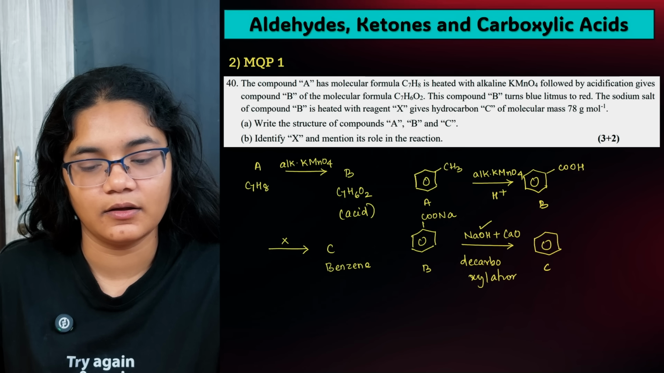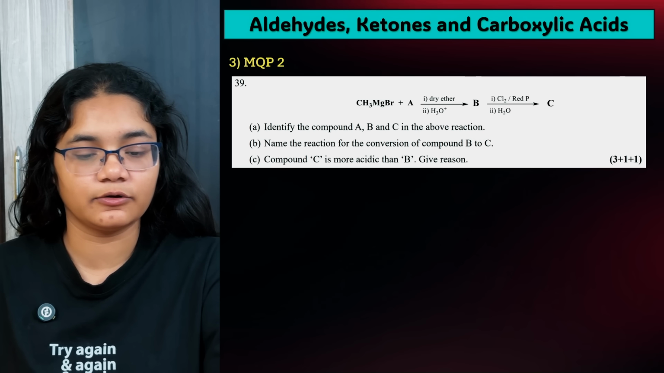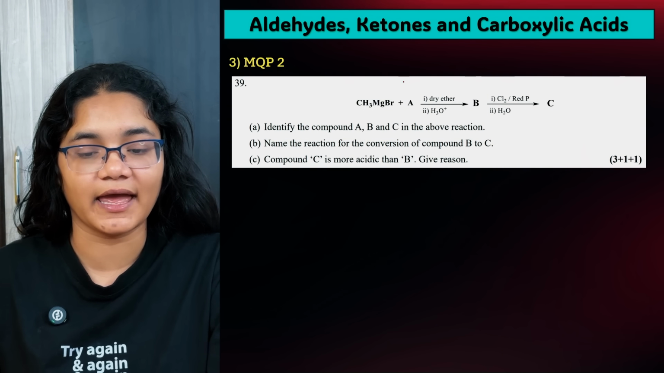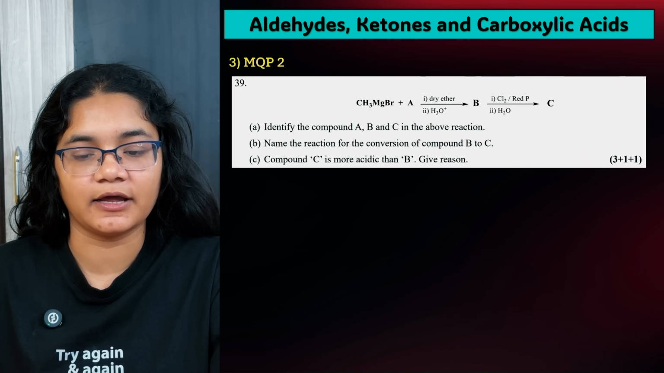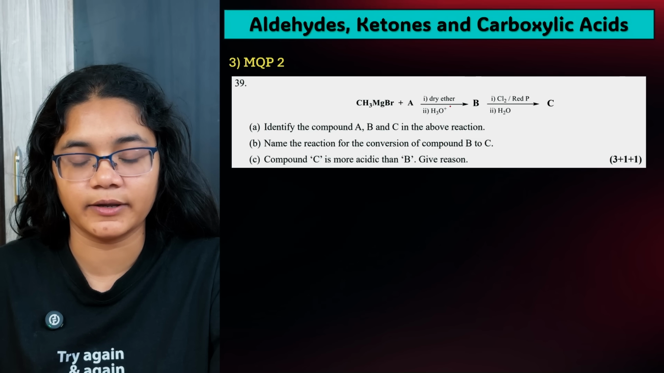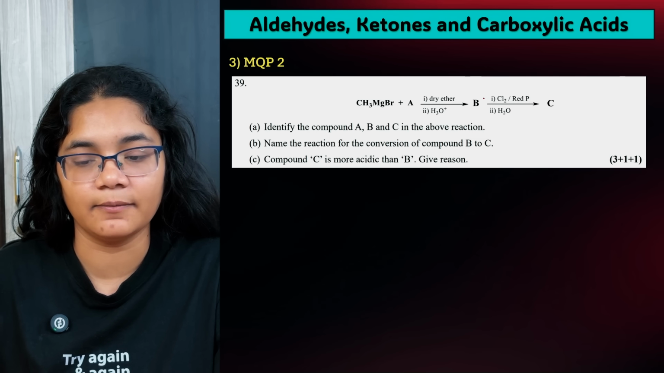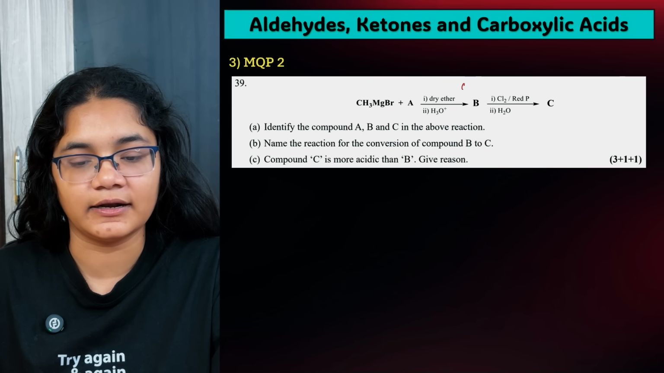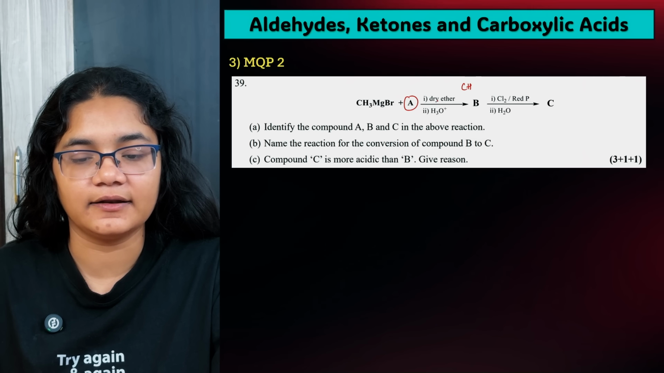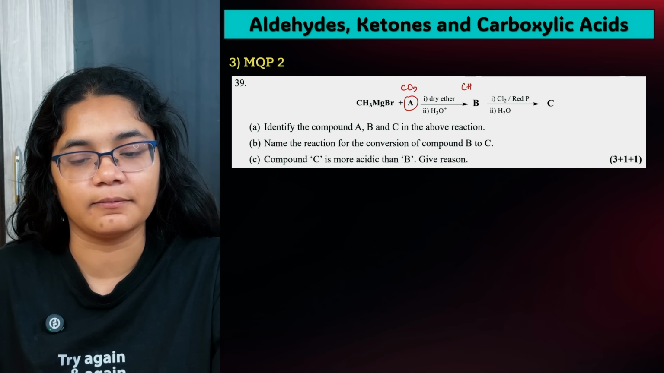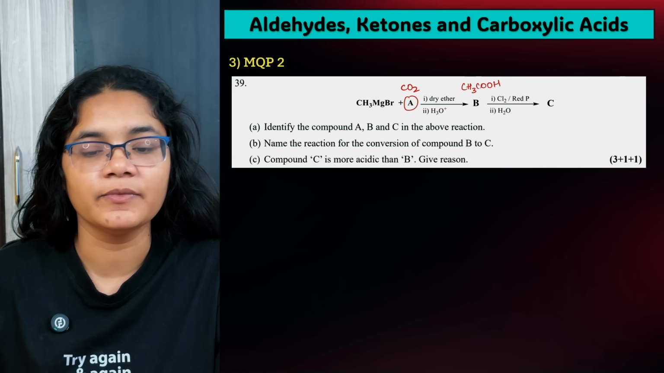Decarboxylation. Now moving to the next one, model question paper 2. When you treat CH3MgBr in dry ether with H3O plus, first of all you will get CH3MgBr plus A, and then you are treating it with dry ether and H3O plus. So this has to be carbon dioxide. If you take carbon dioxide, here you will get CH3COOH. So you have to be very careful.